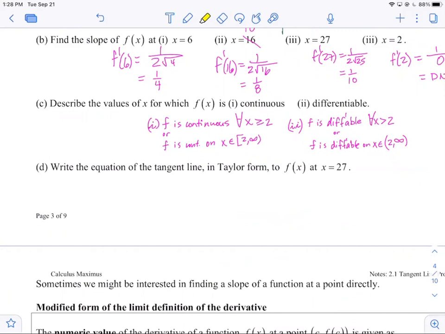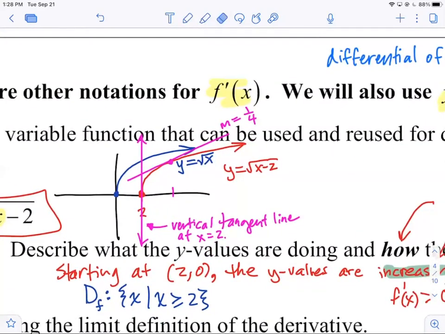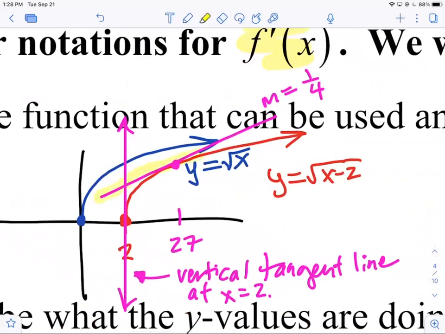Write the equation of the tangent line in Taylor form at x equals 27. All right, so let's go ahead and just change this 6 to a 27. It's not drawn to scale. What I want to do is write an equation of that tangent line. There's a lot of reasons why we want to write an equation of a line. Lines are a lot easier to work with than curves, okay? And whether they're polynomial curves or exponential curves or transcendental curves like sine and cosine and e, we can find tangent lines. And lines are always mx plus b, much easier to work with.